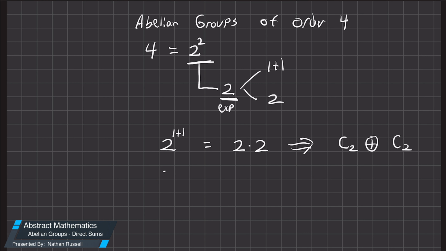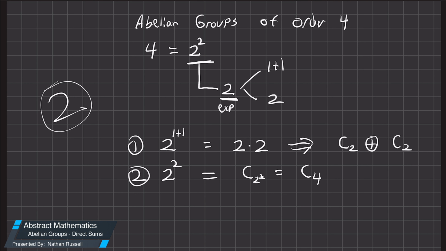Or we could use the integer partition of just 2, which means that we have C2 squared, but we want to simplify that as just C4. So how many abelian groups of order 4 are there? Up to isomorphism, there are 2. We have the first one and we have the second one. And it turns out that this one right here has a very special name in mathematics. We refer to it as the Klein 4 group. It's the Klein 4 group.